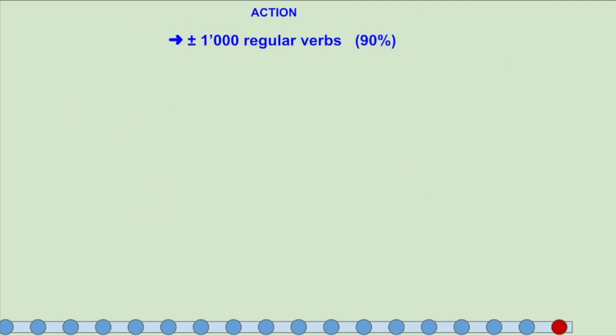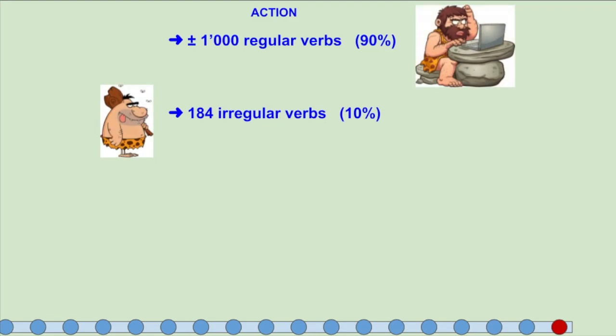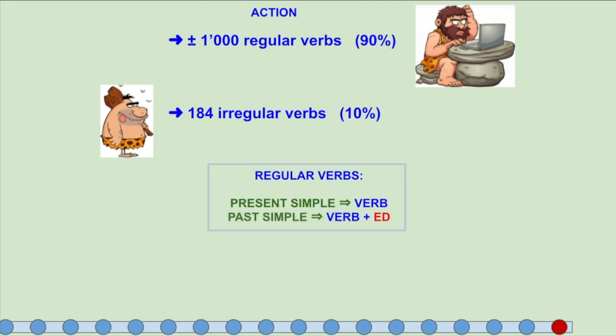And then we have the actions, the proportion of the actions, more or less 1,000 of the actions. The regular verbs compose 90% of the universe of verbs. We have 184 irregular verbs, more or less 10% of the verbs. The regular verbs, the first case, this is the most common verbs. In the present simple, we have just the infinitive form of the verb. In the past simple, on the other hand, we have the infinitive form of the verb with the suffix ed. This is a regular verb. It's a characteristic of the regular verb.